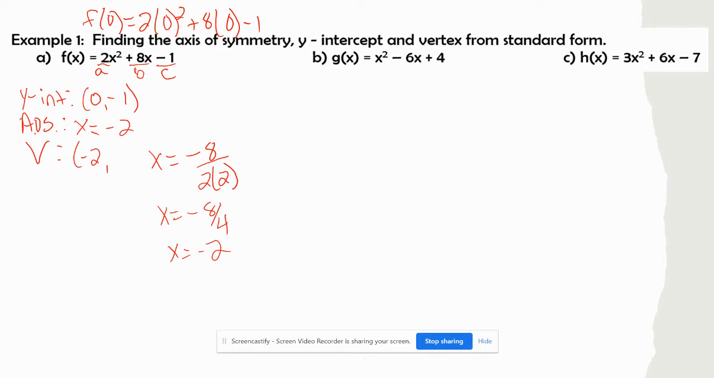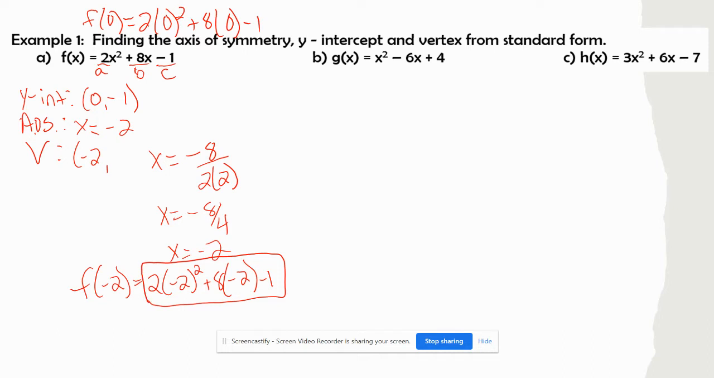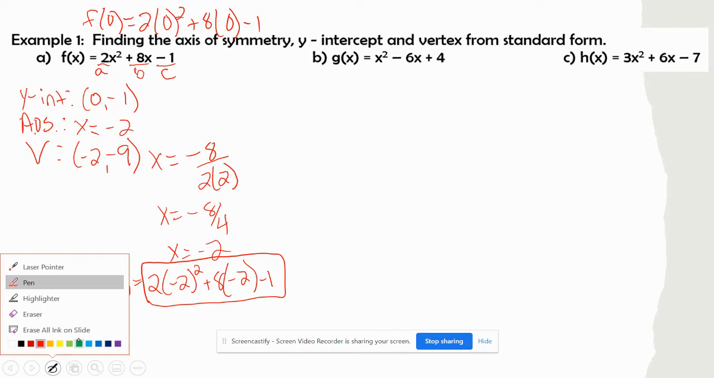To find the y value, we plug in negative 2 to our equation. So 2 times x squared plus 8 times x minus 1. You can plug all of this into your calculator or do the math in your head, and we come out with an answer of negative 9. So our vertex is at negative 2, negative 9.